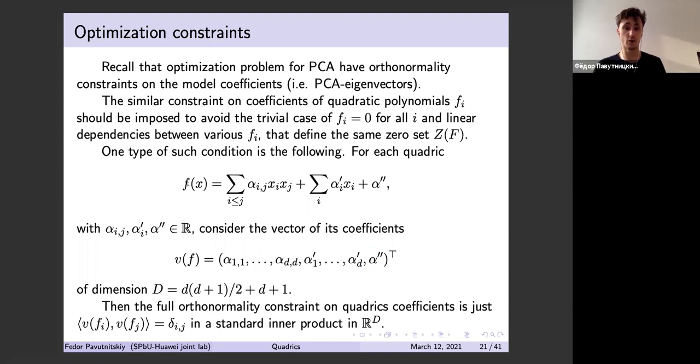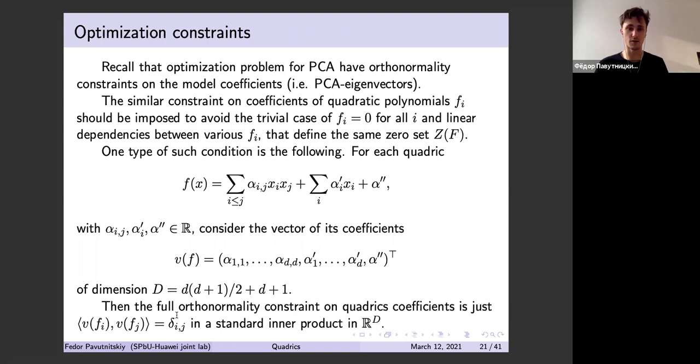From every quadric we can get this vector of its coefficients. So we can introduce orthonormality constraints as orthonormality constraints on these vectors, right? During our optimization, we will ask that the inner product of these quadrics is 0 if the quadrics are different.